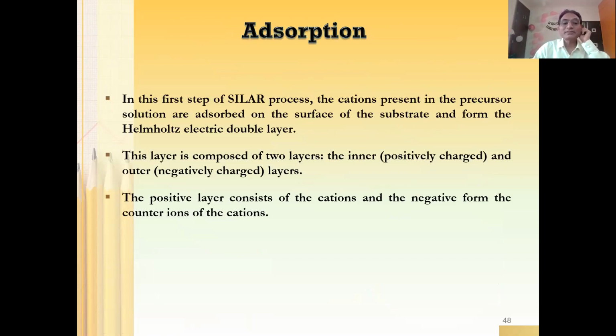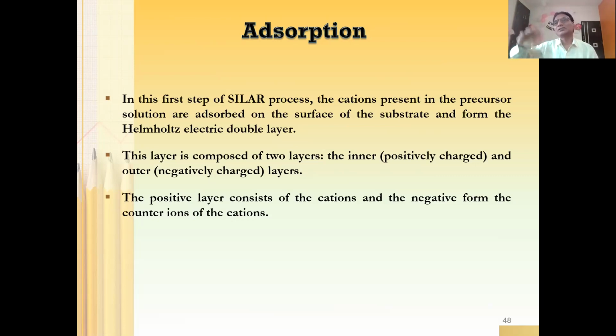In the first step of the SILAR process, the cations present in the precursor solution are adsorbed on the surface of the substrate and form a Helmholtz electric double layer. So truly speaking, you will be depositing a layer of cations. This layer is composed of two layers again, an inner layer and an outer layer. The inner layer is going to be the true cations which you will be expecting, which we call the positively charged layer, and the outer layer is going to be the negatively charged layer.